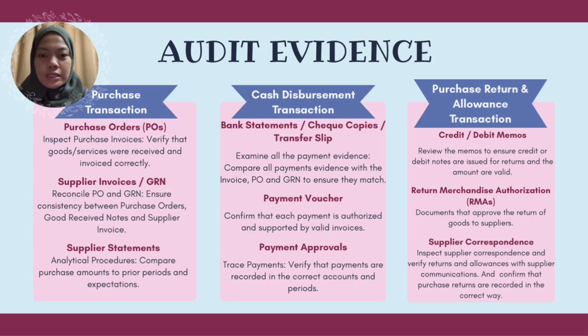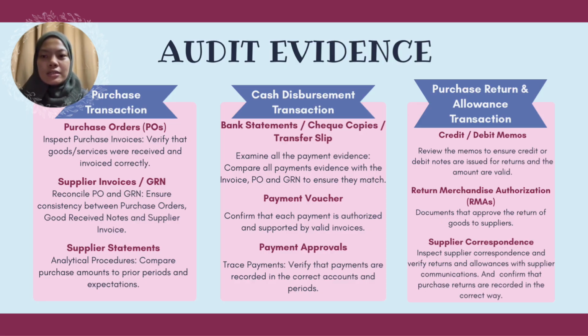Inspect the purchase invoice to verify that goods or services were received and invoiced correctly. Second is the supplier invoice or GRN, goods receipt note. Reconcile PO and GRN to ensure consistency between the purchase order, goods receipt notes, and supplier invoice. Lastly is supplier statements. Analytical procedures to compare purchase amounts to prior periods and expectations.